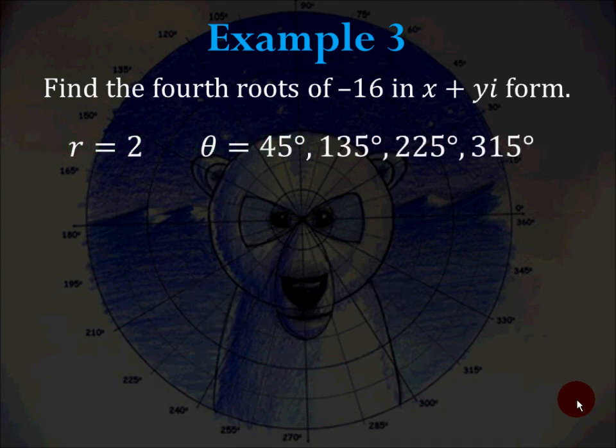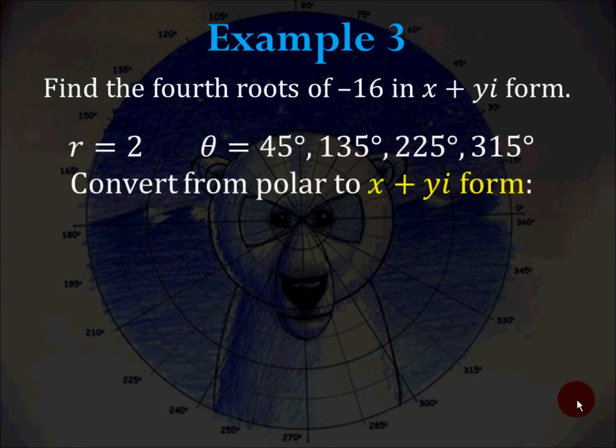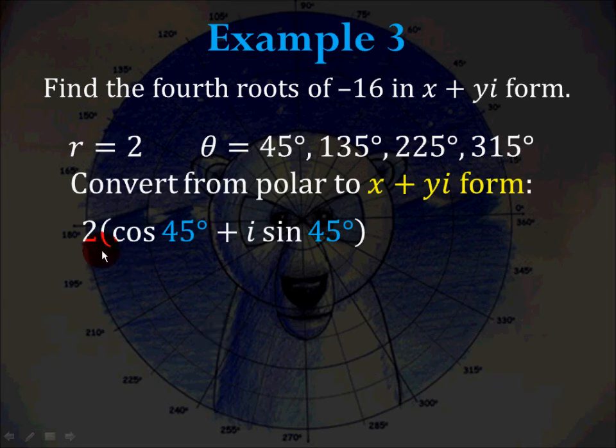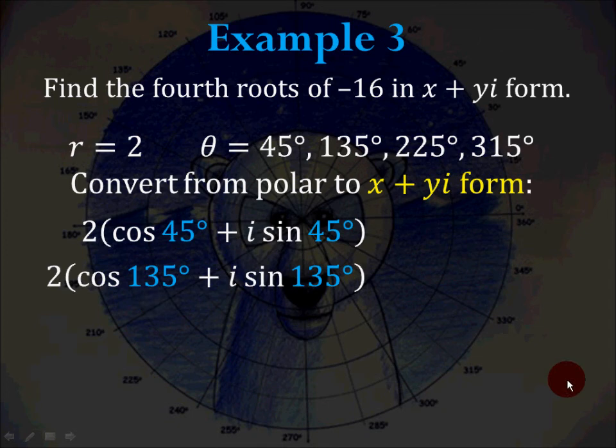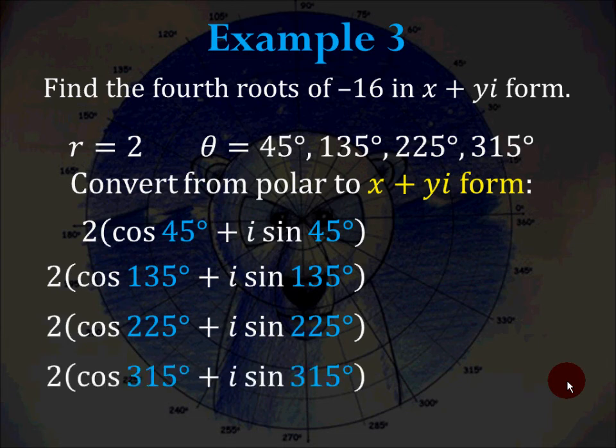So, now we have to convert all of these into x plus yi form. Our first root is 2 cosine 45 plus i sine 45. We also have 2 cosine 135 plus i sine 135, 2 cosine 225 plus i sine 225, and 2 cosine 315 plus i sine 315. Now we just have to find the cosine and sine of all these angles, redistribute the r, and get our answer.